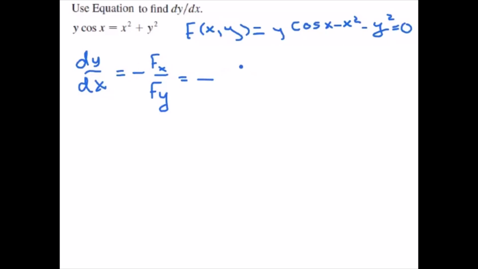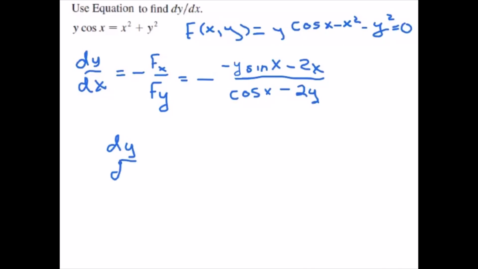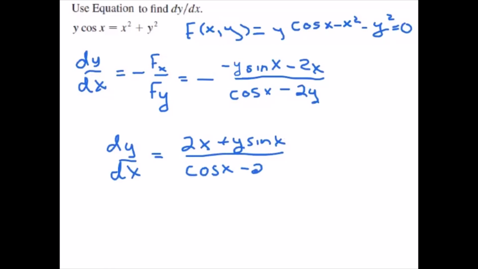So we get negative y sine x minus 2x divided by cosine of x minus 2y. Dy over dx, just simplifying that a bit, we have 2x plus y sine of x divided by cosine of x minus 2y.